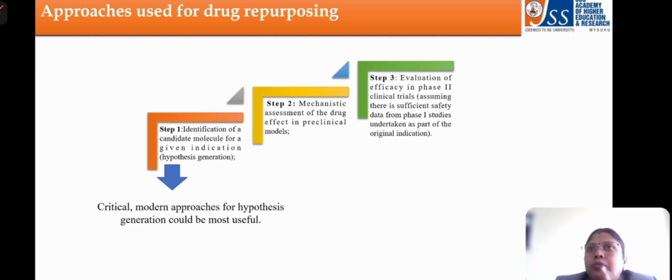And the second one is, of course, we need to do the mechanistic assessment in preclinical models and some in vitro models, and of course it has to be validated with preclinical models. And step 3 is evaluation of efficacy in phase 2 clinical trials, assuming that there is sufficient safety data from phase 1 studies undertaken as part of the original indication. So this is the general approach for drug repurposing.